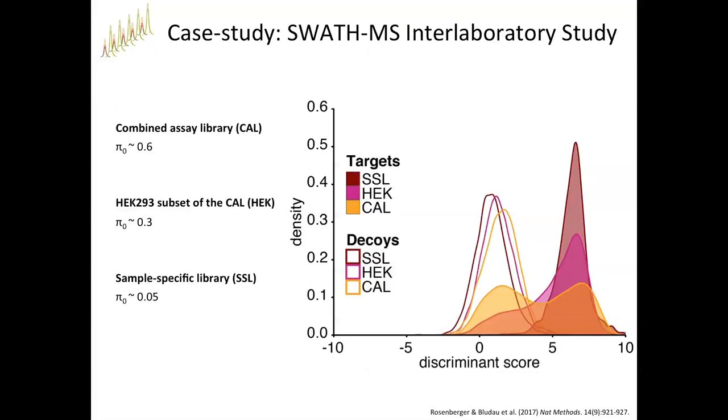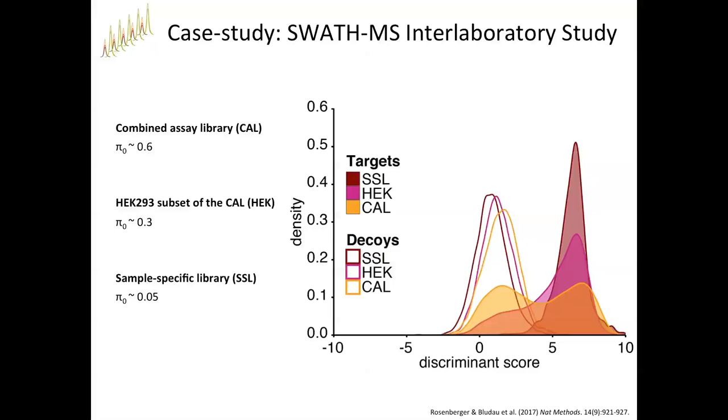And if you look at the discriminant score distribution in the global context of this Interlab study, HEC293 cell lines, you can see that the combined human assay library results in a very large pi0. Here, this is depicted in this yellow line. So you see that we have a large proportion of false targets.